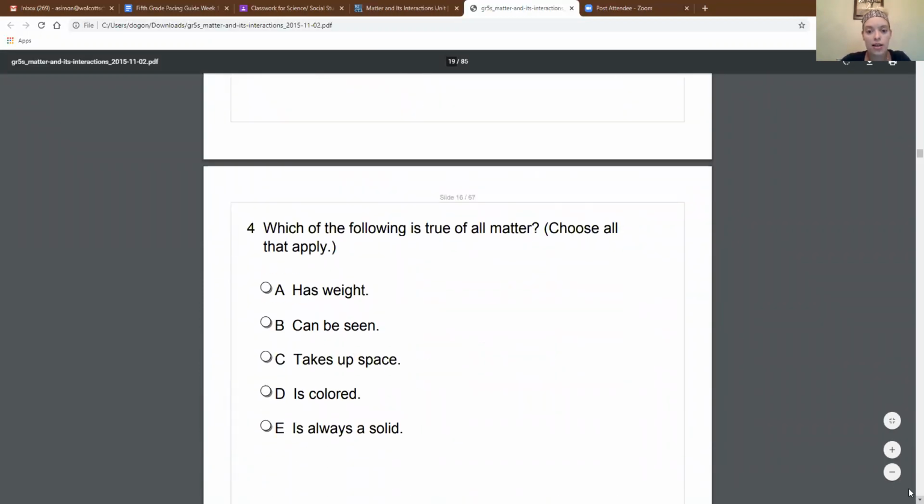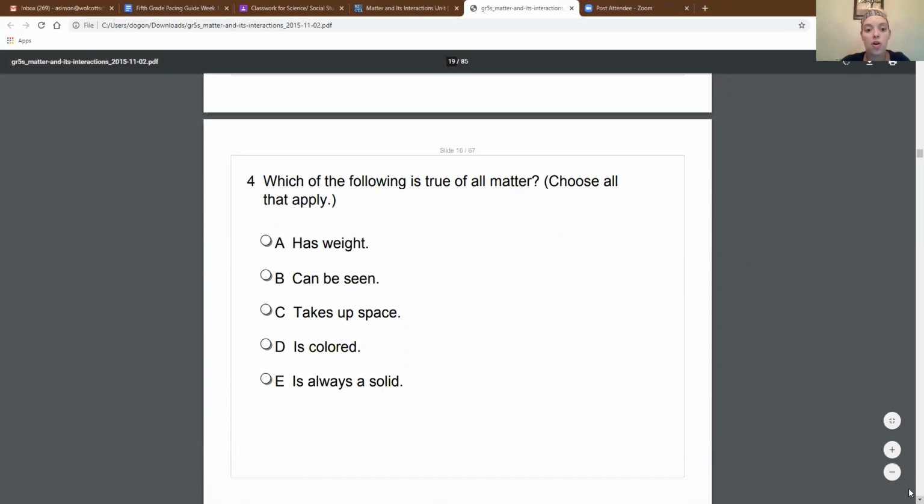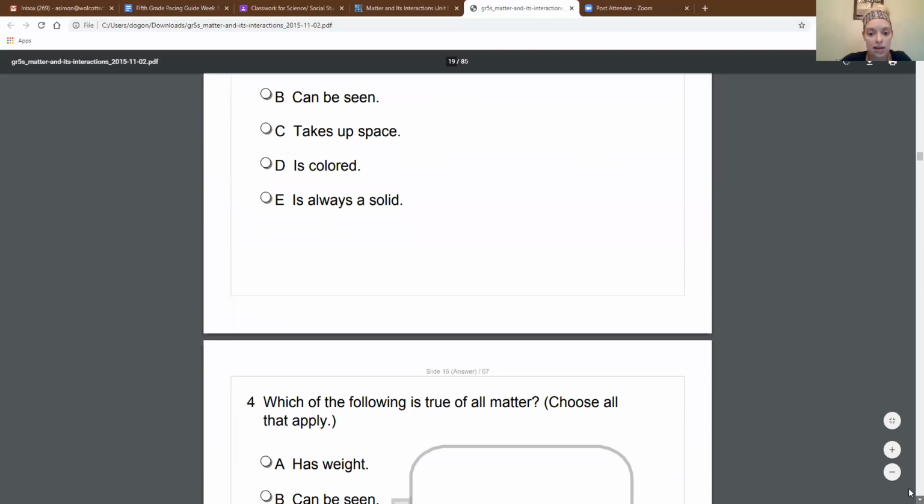Okay, which of the following is true of all matter? Choose all that apply. Okay, so which is true of all matter? It has weight, it can be seen, it takes up space, it's colored, it's always a solid. Okay, well, we know matter doesn't have to be seen, so it's not going to be B. Matter doesn't have to be colored because air is not colored, and it's not always solid because air is a gas. So the only two that are going to make sense for these are going to be A and C. All matter has weight and takes up space.